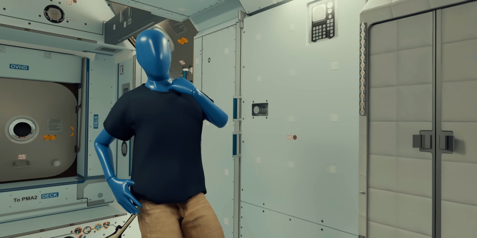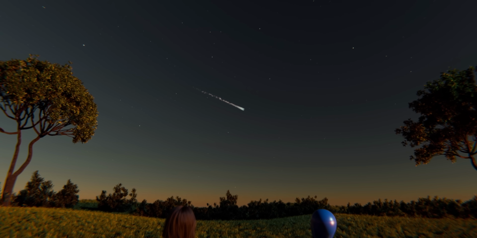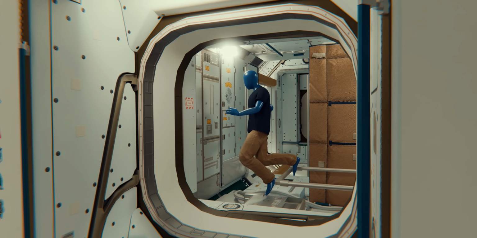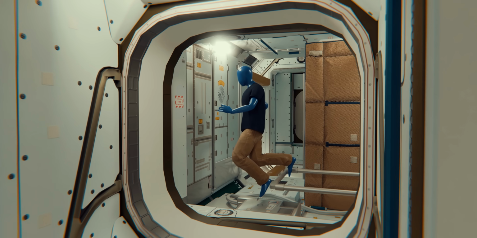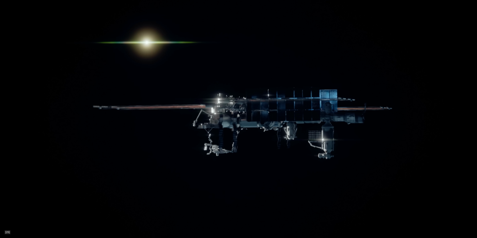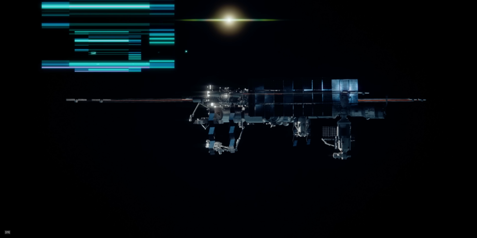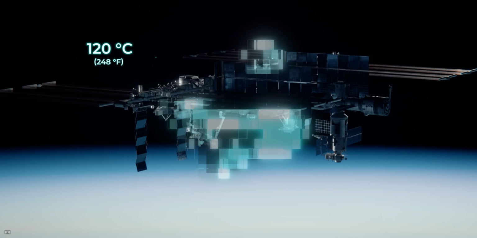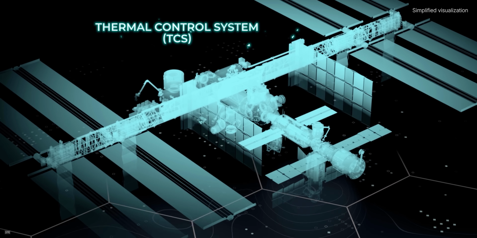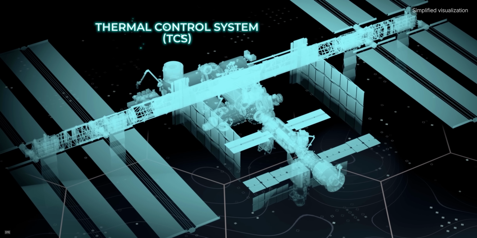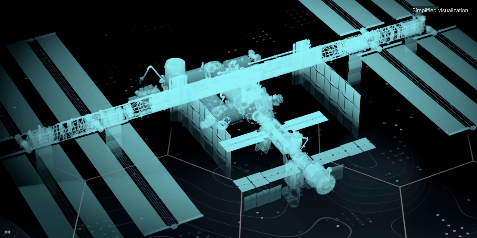He gets dressed in the same clothes he's worn for days. His dirty laundry also turns into a potential shooting star. He doesn't need a sweater anyway. This part of the station has been facing the sun for a while and the outer hull is scorching at 120 degrees Celsius. Inside, the thermal control system is working at full power to keep the crew from getting baked.